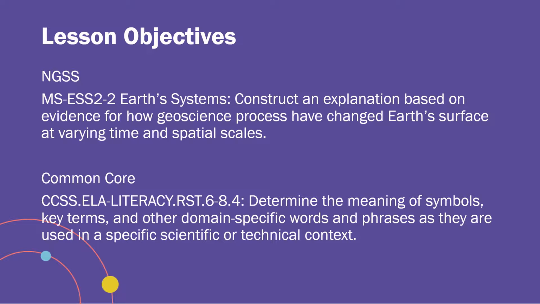Today we will be covering lesson objectives from both NGSS, or Next Generation Science Standards, and the Common Core Standards. The first is construct an explanation based on evidence for how geoscience processes have changed Earth's surface at varying time and spatial scales. The second standard is determine the meaning of symbols, key terms, and other domain-specific words and phrases as they are used in a specific scientific or technical context.